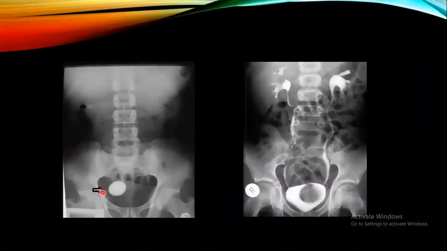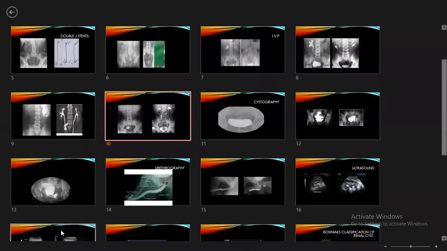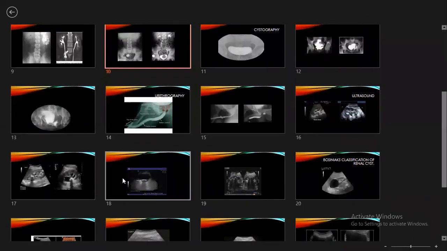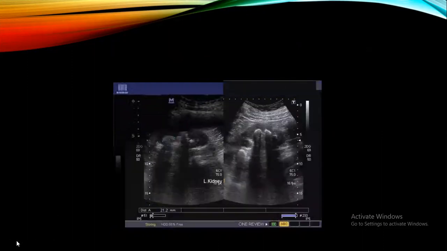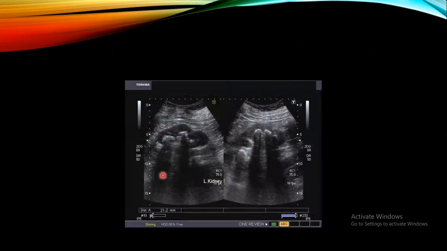in the last session. Here is the KUB where we see it as a big radio-opaque lesion in the pelvis. And here is the IVU, we see it as a filling defect, whereas in the ultrasound it will appear just like this picture. The stone will appear as a crescentic lesion followed by acoustic shadow. Okay, this is another picture.